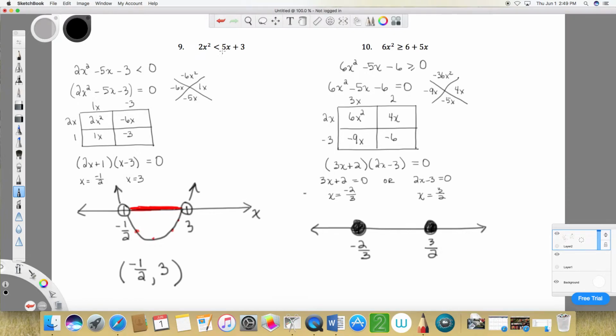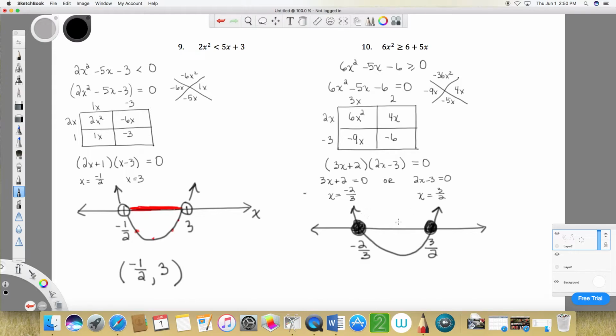In our previous problem, it was not underlined. It was not less than or equal to. It was strictly less than. And you can see that our boundary points were hollow there. So now I think about what the graph looks like. Well, 6 is positive, so this is a parabola that opens upward.